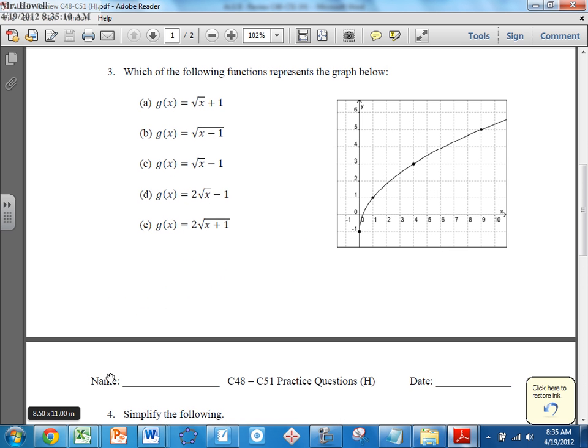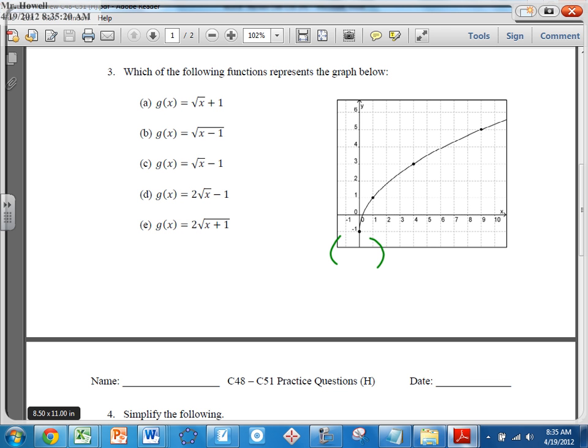Which of the following functions represents the graph below? Where does this graph start? What is the coordinate here? Thank you, Luis. I heard -1, 0, I heard 1, 0. It's 0, -1. So this tells me already that there's no horizontal shift, right? Well, what kind of shift do I have? A vertical, and where did it go? Then down 1. So I know that there's going to be a downshift.